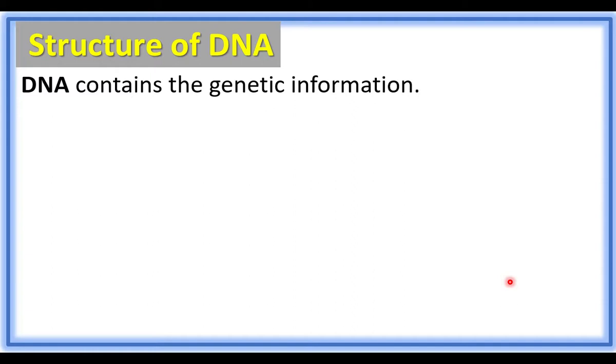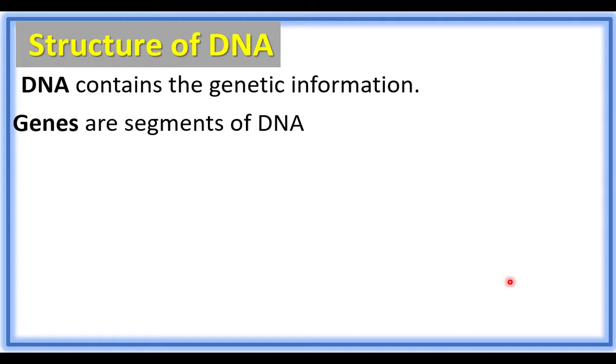What is genetic information? This is the information about our skin color, our height, and various characteristic features of an organism. Genes are segments of DNA. A part of DNA is a gene. In each cell, the DNA carries more than 30,000 genes.